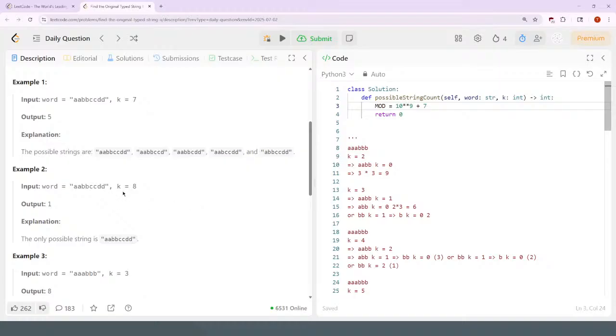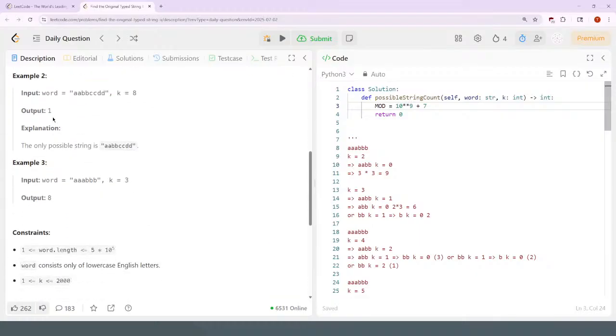This one, same string, but K is 8. Obviously, she intended to type everything, so there's only one way. And for this one, triple A's, triple B's, she intended to type something that's at least 3 long. So one approach to count this would be: she had to have intended to type the first of each kind of block. So she had to intend to type the first A and the first B.